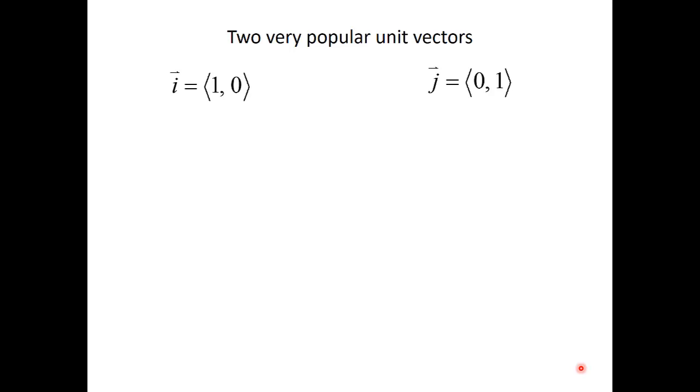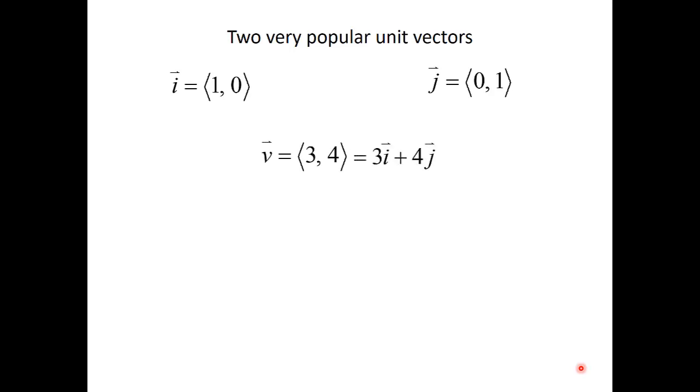So first, let's consider these two vectors, the i and the j. These are very popular vectors, and they're unit vectors. The i, of course, is just a vector that is a unit long, points in the direction of the horizontal, has a 0 y component, so it's just a horizontal vector. The j is a vertical vector, a unit vector.